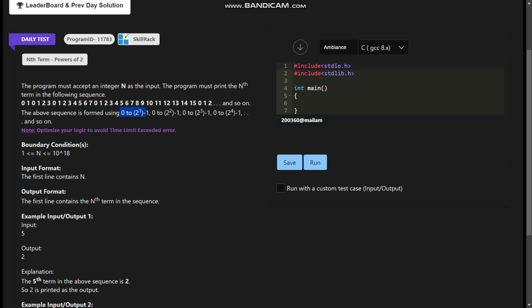0 to 2 power 1 minus 1, which is 0 to 1. Yes, 0 to 1 is present. After that, 0 to 2 power 2 minus 1, which is 0, 1, 2, 3. So 0 to 3 is also present, and then 0 to 2 power 3 minus 1, which is 0 to 7. 2 power 3 is 8, 8 minus 1 is 7, 0 to 7: 0, 1, 2, 3, 4, 5, 6, 7. Yes, it is also there. And 0 to 2 power 4 minus 1, which is 0 to 15, is also there. After that 0 to 2 power 5 minus 1, and like that the sequence goes on.